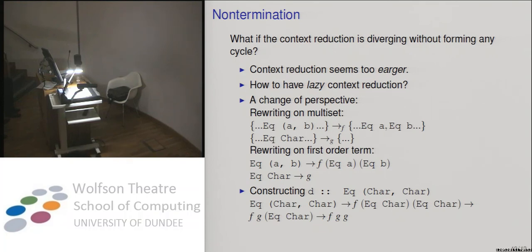In the end, they can be realized as some sort of function definition. With this view of reduction on terms, the process of constructing the evidence becomes really concrete. For example, to know the evidence for EQ of a pair of char, we apply this rule, and the normal form of this sequence of reduction gives us F applied to G and G, which is the evidence we want. Here I applied this rewrite rule eagerly, meaning I always try to reduce the argument of this function F. So in the end, I get F, G and G.